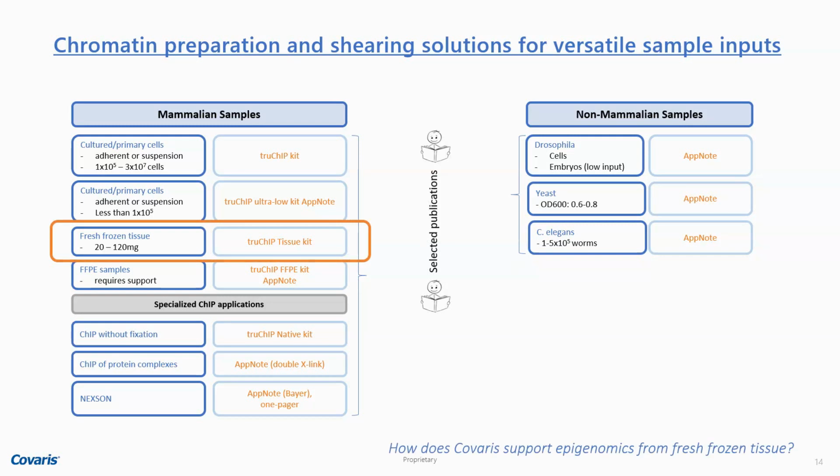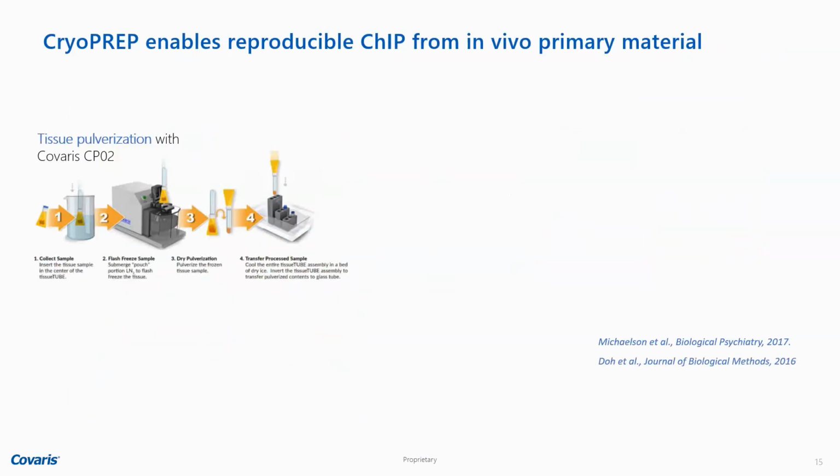So I mentioned that we have solutions starting from fresh frozen material, and I would like to go into that a bit more in detail. So how do we support epigenomics applications from fresh frozen tissue? If you start with a frozen tissue, we have another instrument which is not an ultrasonicator. It's the so-called cryoPREP, which enables reproducible ChIP from in vivo primary material. So it's a tissue pulverization system.